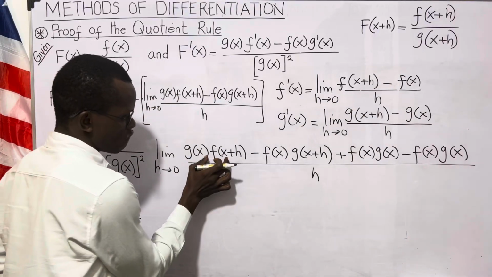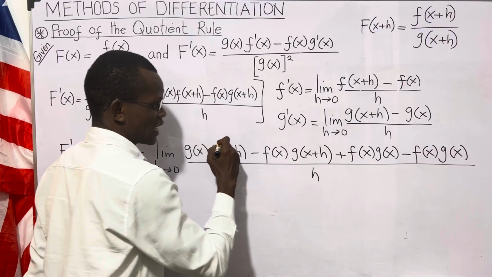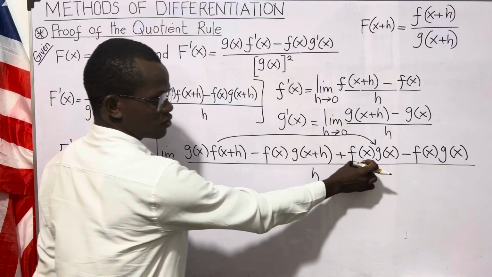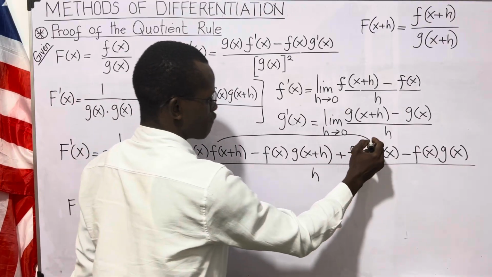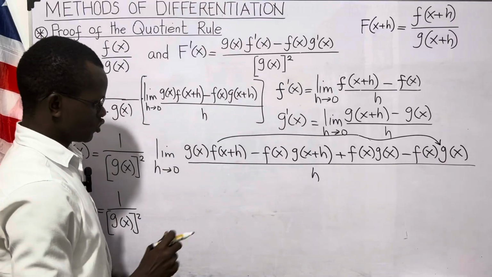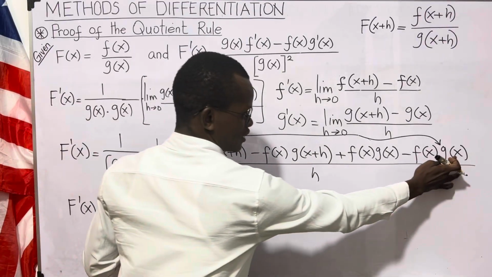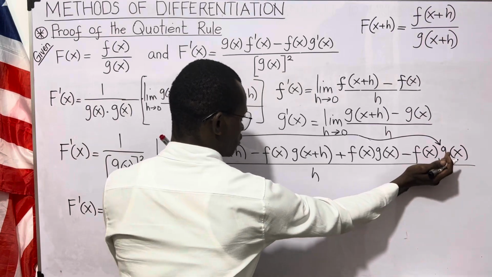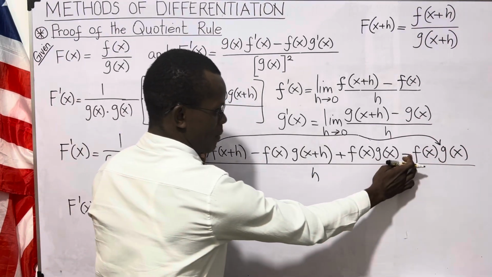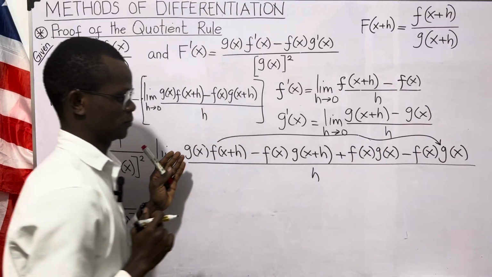So I group the first. I cannot group the first term and this term, because this is positive and this is also positive. So I group the first and the last term. So you see, g of x is in this expression. G of x is in this expression. So if I factor out g of x, I will be left with f of x plus h minus f of x.